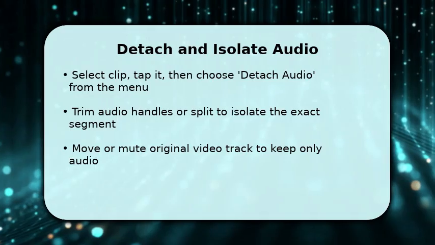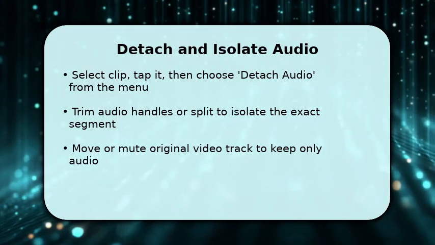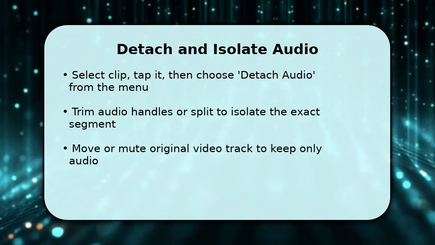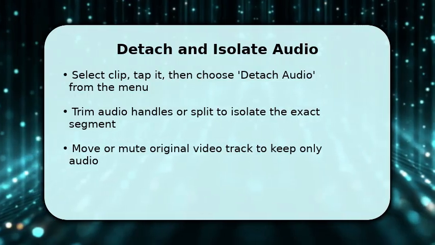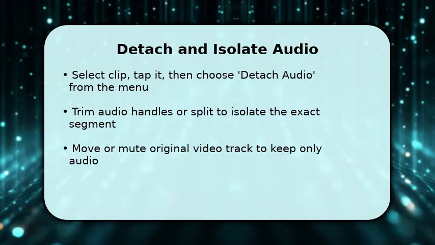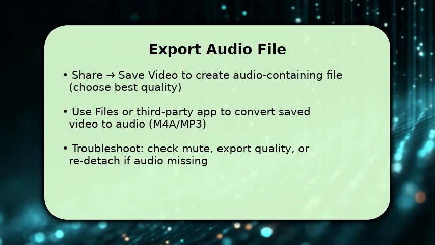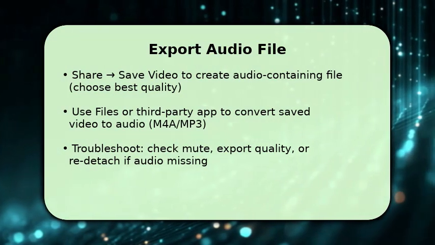You can also move the detached audio track to an empty spot or mute and hide the video track to prevent visual export. This gives you a clean, audio-only region to export. To get the audio out, export the project as a file, then convert it to an audio format.